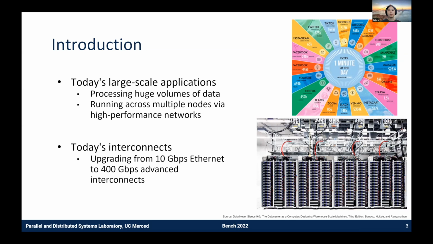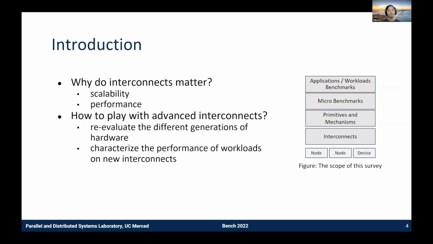And with the development of hardware technology, the interconnects are upgraded from the conventional 10 gigabits per second to the advanced 400 gigabits per second, with multiple programming models and protocols to accelerate the internal communication. The interconnect matters because of its impact on the scalability and the performance of applications and workloads.